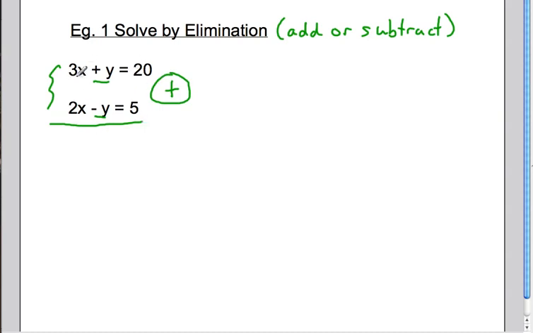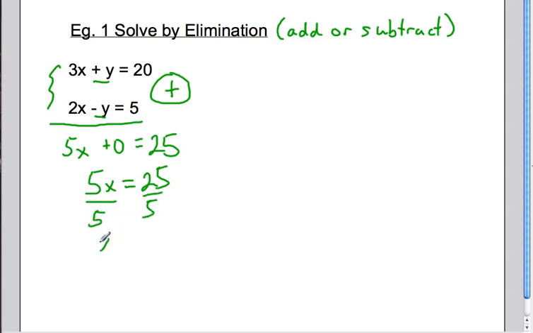So what's going to happen is we're going to have 3x plus 2x is 5x. Y plus negative y gives you 0. And 20 plus 5 is going to give me 25. Okay, so we basically have 5x equals 25, and that's the elimination part. What we've done is we've eliminated the y's. Now we can solve for x. We can divide both sides by 5. We get x equals 5.